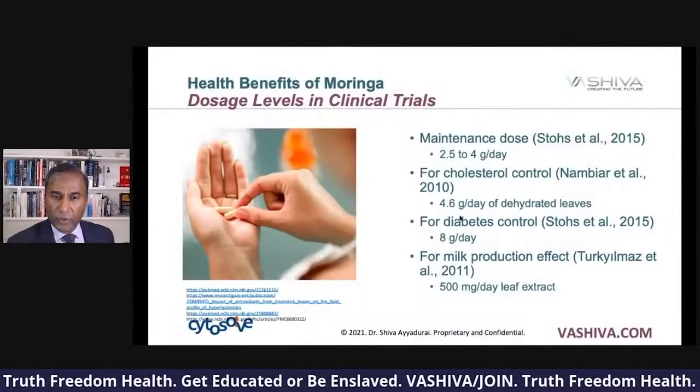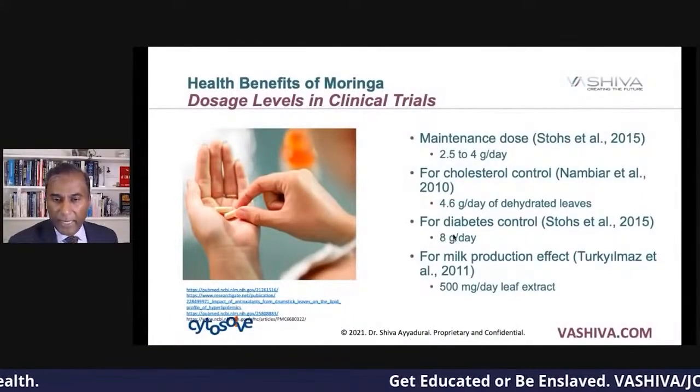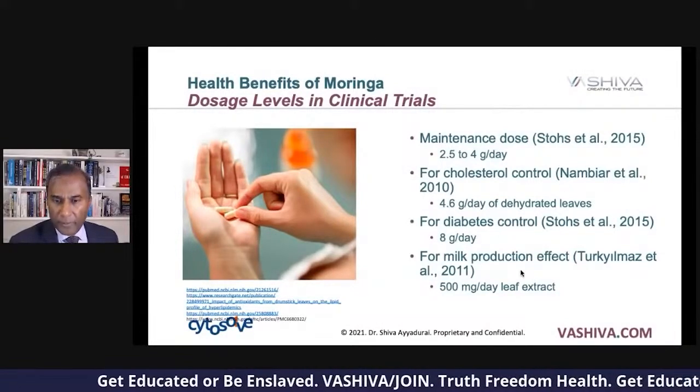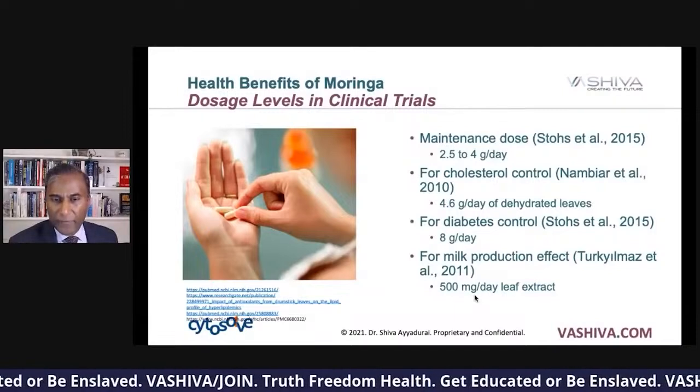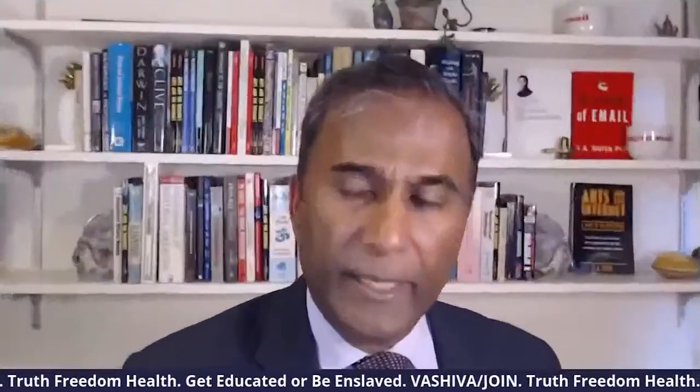For cholesterol control, 4 to 6 grams of dehydrated leaves. For diabetes control, 8 grams per day. This is from Stowe's et al. By the way, these are all the research on it. For milk production, Turkemotz et al. said 500 milligrams a day of leaf extract. Again, that's for women, okay? Lactation. Even WHO, who I don't care for too much, has finally recognized the power of this tree of life, to support many, many aspects of health.